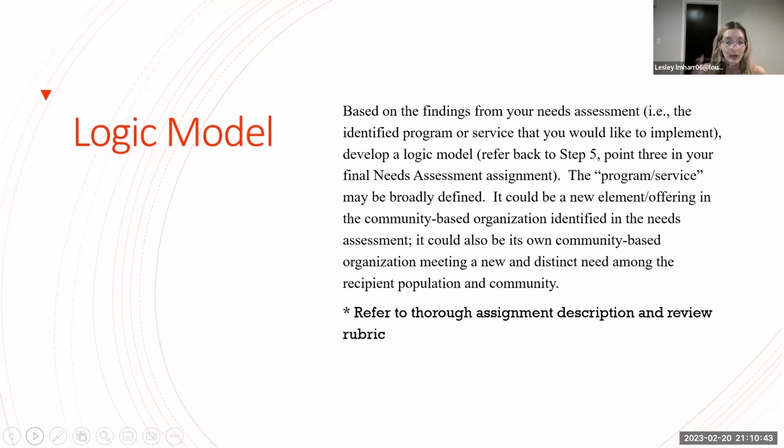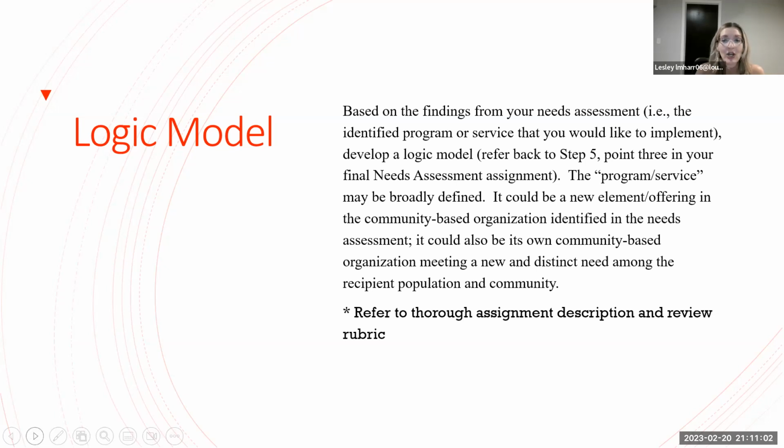So remember, new program or service, which could be an evidence-based practice or just a service that you found in the literature to be beneficial to your population of focus, or it could be a brand new community-based organization to fulfill the needs of your population of focus.